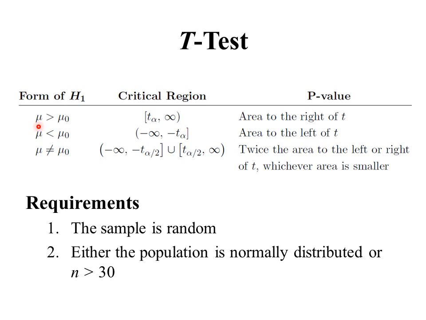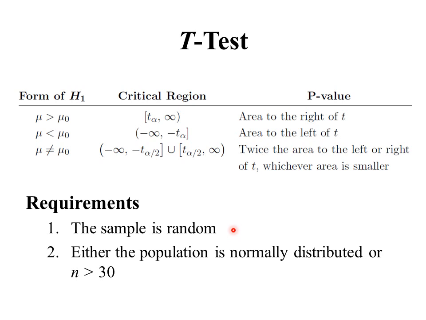If we have a greater than sign, then it's a right-tailed test and the area is to the right of the test statistic. If we have a left-tailed test, then the area is to the left. If it's a two-tailed test, then it's twice the area to the left or the right, whichever is smaller. So same basic idea. The biggest difference here is that this area is underneath a student t-density curve, not a normal density curve.